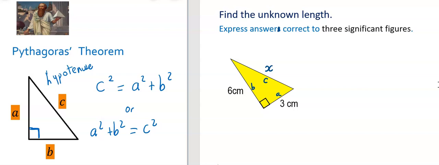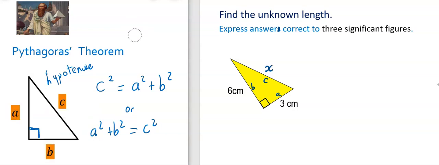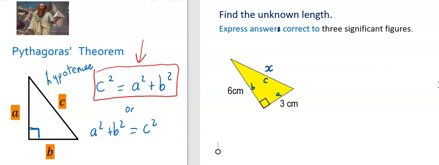Now, we have to ask ourselves, are we trying to find A, B, or C? We're trying to find C. Since I'm finding C, and C is on the left-hand side of the theorem, this is the one I'm going to use. It's easier to use a formula that has the unknown on the left-hand side. It just makes it a little bit easier. So let's go. I'm going to write down the formula: c squared equals a squared plus b squared. And now we substitute. Instead of c, we put an x.